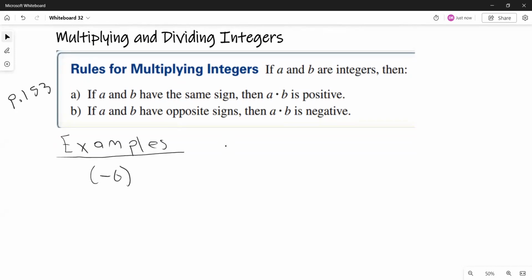-6 times -9. Negative times negative is positive, so the answer is going to be +54. -3 times +4. Negative times positive is negative, and 3 times 4 is 12.